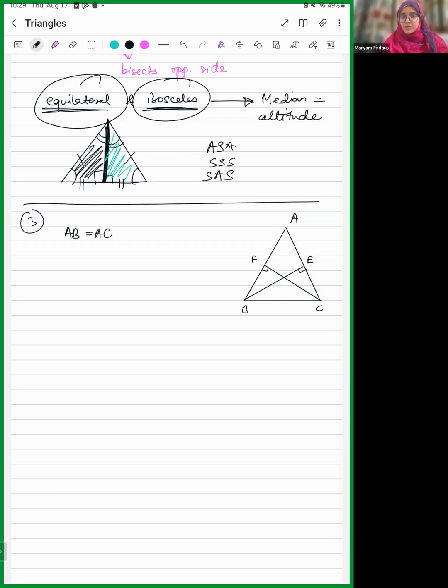Are we looking at the same question? I'm talking about question number 3. Anyway, it doesn't matter. We're just changing the name, right? So BE is perpendicular to AC, and what else? CF is perpendicular to AB. This is given. These 3 things are given.